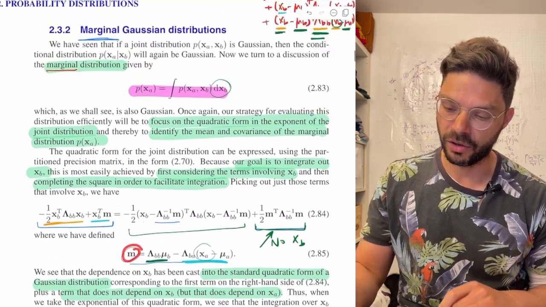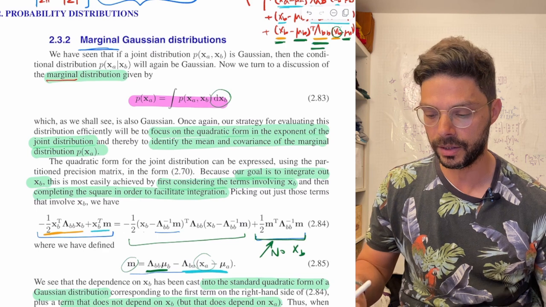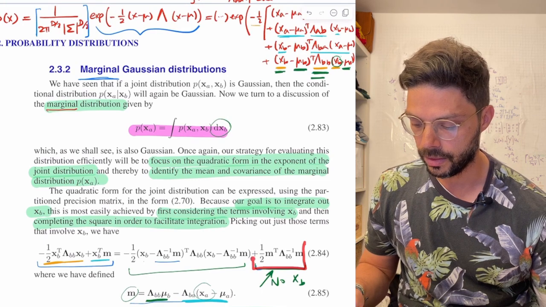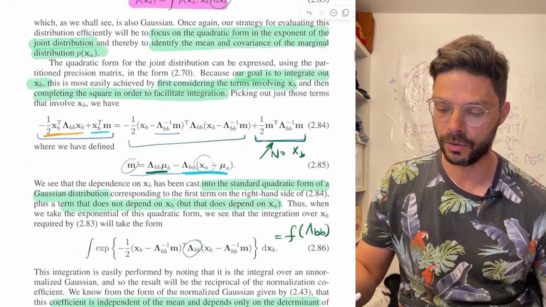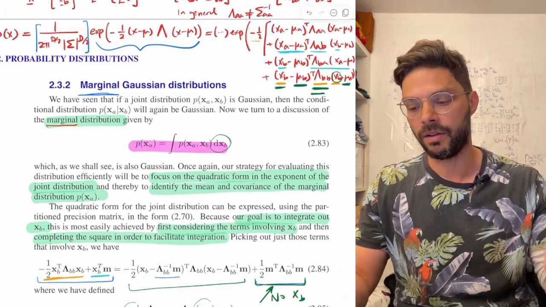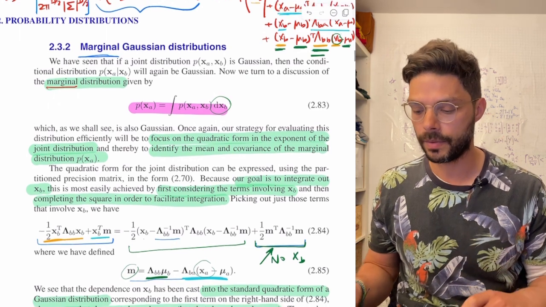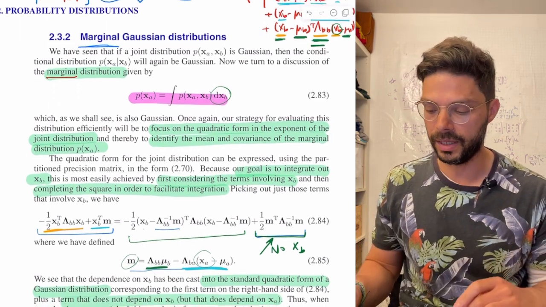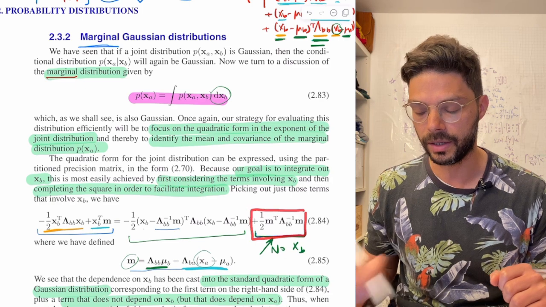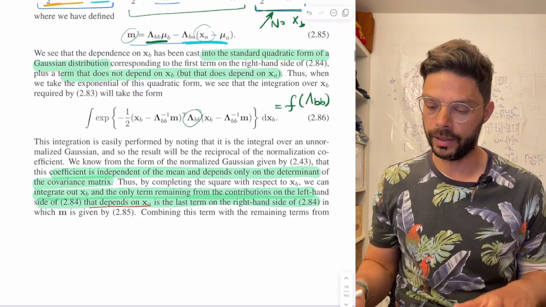And so the only thing that's left that depends on x of a after we integrate over x of b is going to be this component. We still have to account for the terms that involve x of a that we haven't already included. We have included some of them, the ones that also involve x of b, and the only bit that's left after integrating out x of b from that component is this. Okay, so that's all we've done here.